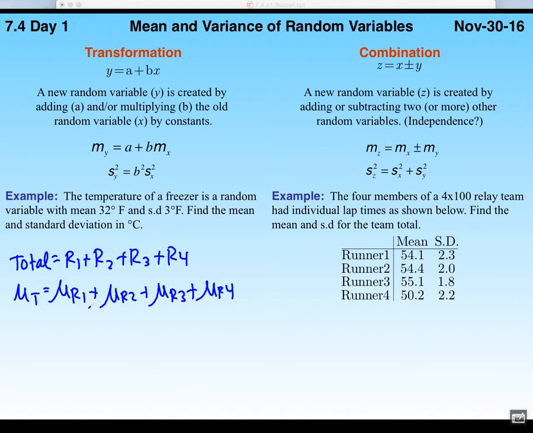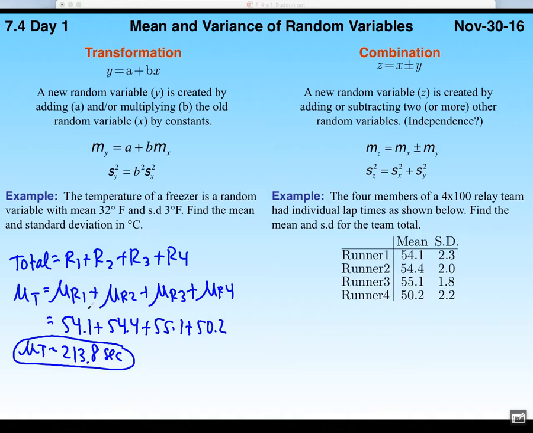So again, I want you to show formula, substitution, answer. So this is 54.1 plus 54.4 plus 55.1 plus 50.2. The team average then is 213.8 seconds. So this is just saying that we would expect the team to take about 213.8 seconds to complete the relay.